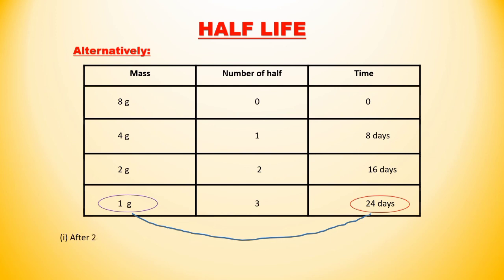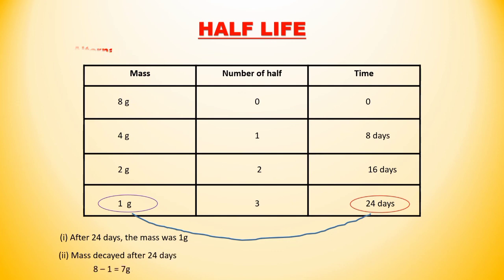So at 24 days, the mass was 1 gram. That means that after 24 days, the mass was 1 gram. And then, like we did in the other example, the mass decayed after 24 days will still be 8 minus 1, which is equal to 7 grams.